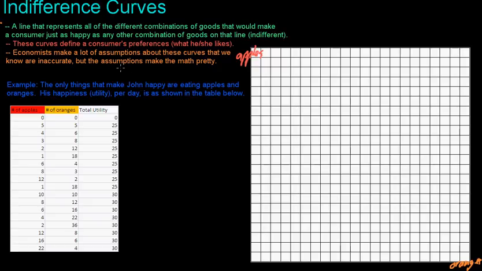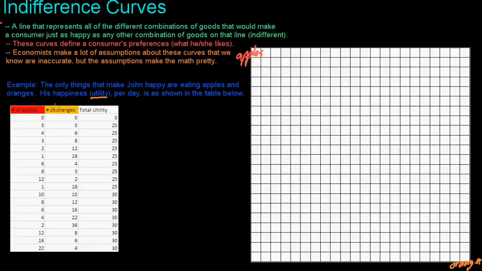So with that said, we're going to just go ahead and get right down to an example, and I'll explain a lot more as we work through it. Okay, so imagine that the only thing that makes John happy are eating apples and oranges. So his happiness, or utility, which is just another synonym for happiness in my mind, that's the easiest way to explain it, per day is as shown in the table below.